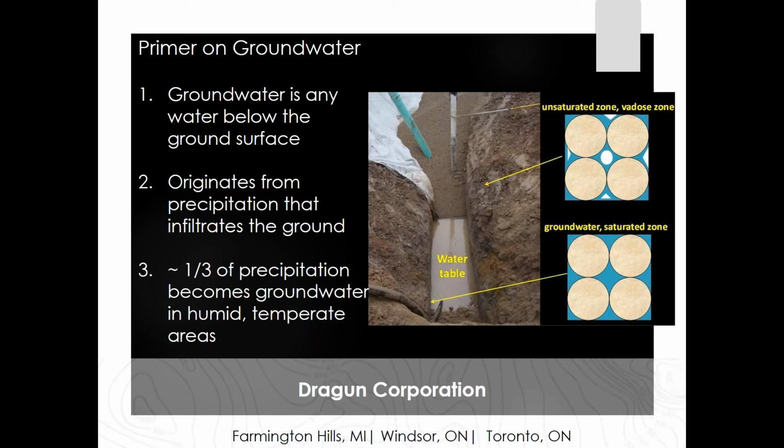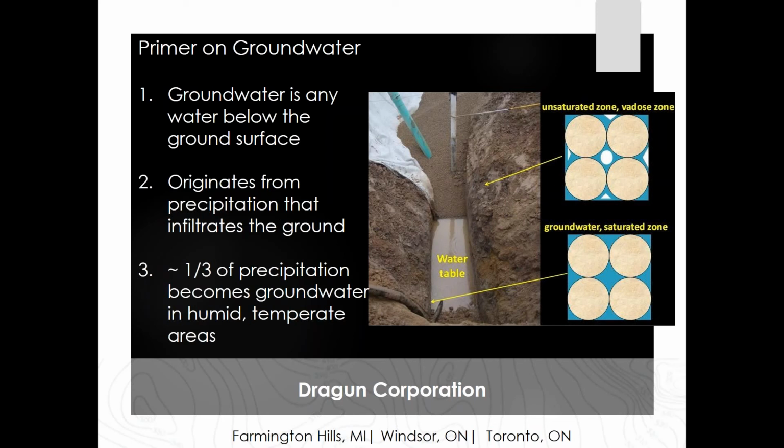Now it could be 1 foot from the surface, or it could be 200 feet from the surface. But somewhere you're going to run into what we call the saturated zone, where all the empty space is filled with water, and that top of the saturated zone is called the water table.